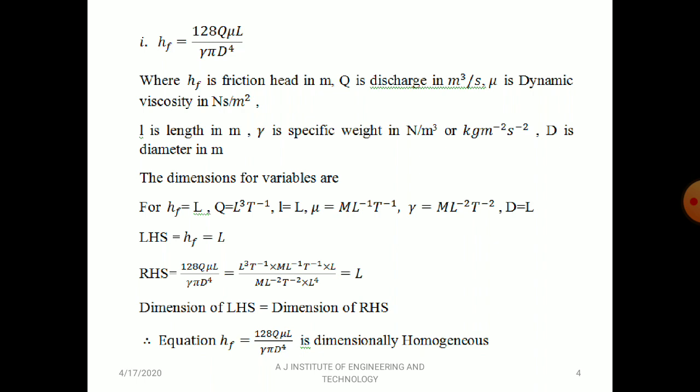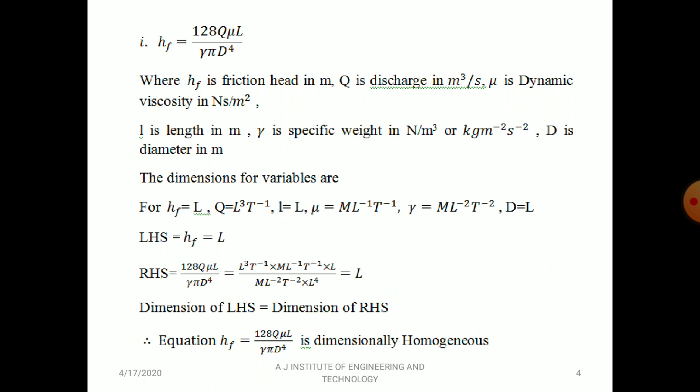Then gamma, as I already told, the unit is kg meter to the power minus 2 s to the power minus 2, so the dimension becomes m into L to the power minus 2 t to the power minus 2. Then diameter is measured in meter, so the dimension is L. Here let's start with the LHS of the equation. The LHS is HF, the friction head, whose dimension we already calculated, that is L.